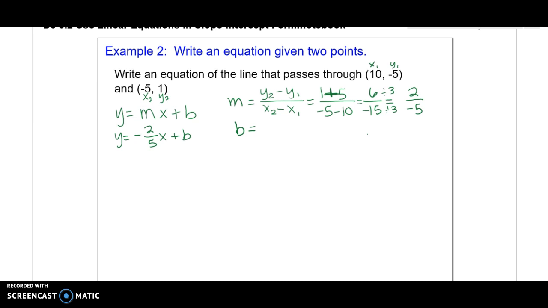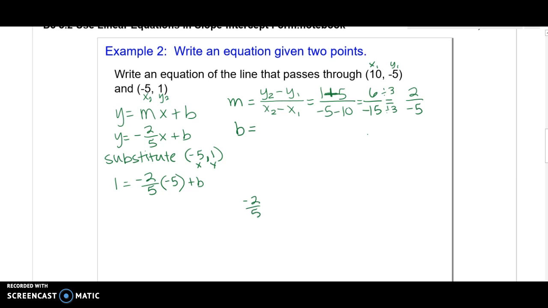So I'm going to go ahead and substitute negative 5, 1. That is my x and my y value. So using that equation, instead of y, now I have 1. Then I have negative 2/5. Instead of x, now I have negative 5, plus b. So again, we're just solving for our b value. This fraction equation, I'm going to come down here and solve it to the side.